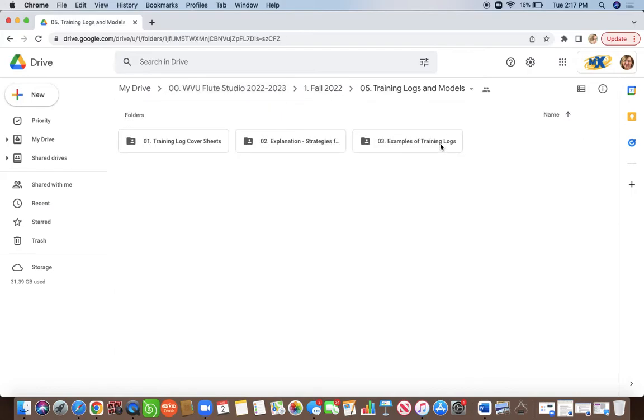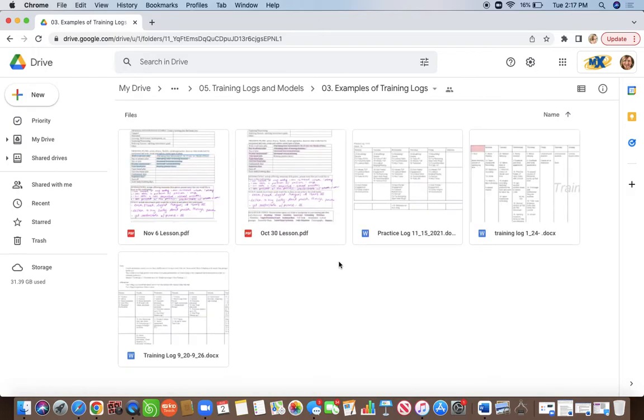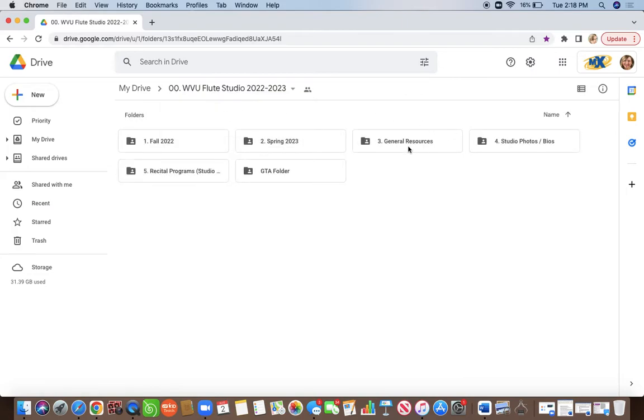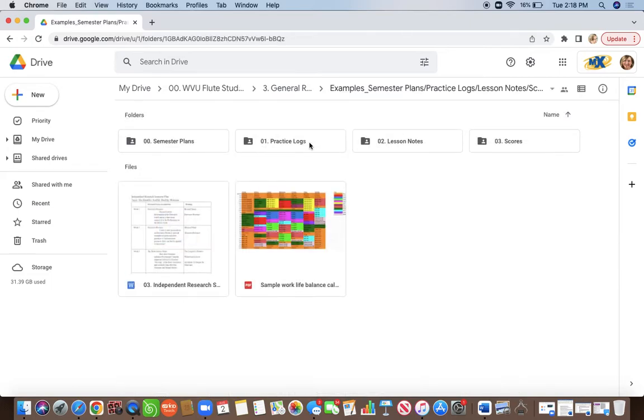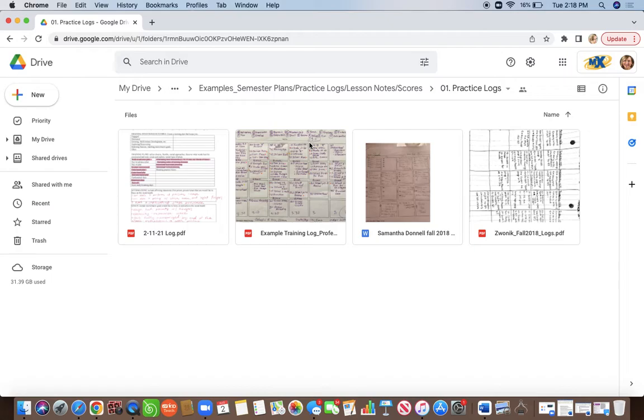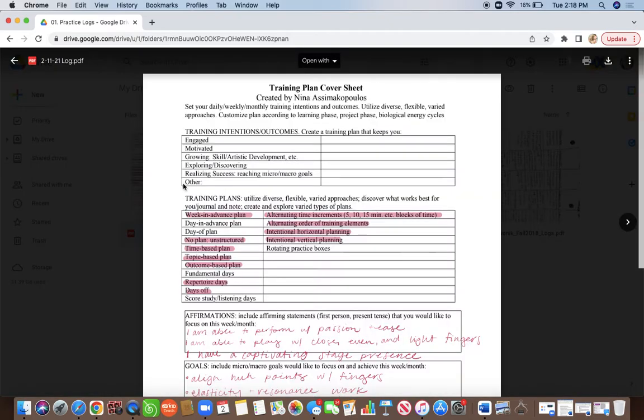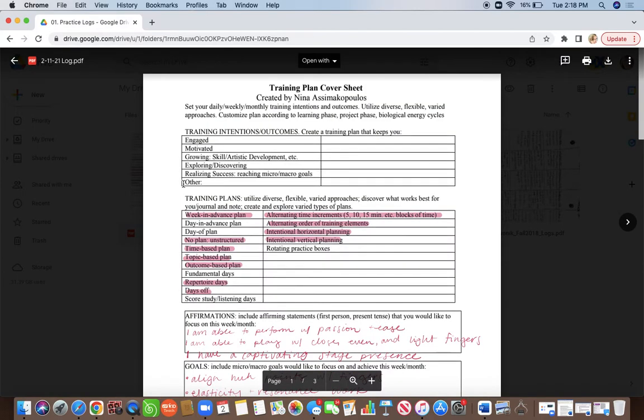And then we also have examples of training logs here. So multiple training logs are in this folder. You can also go to our general resources folder. And again, we have more examples of practice logs here as well. There really isn't a right or wrong way to do it as long as you are being intentional and methodical.